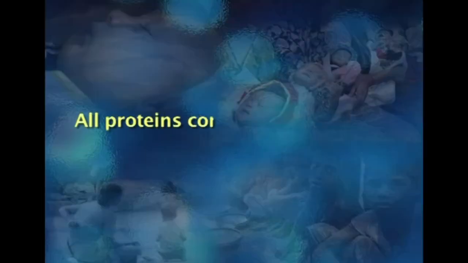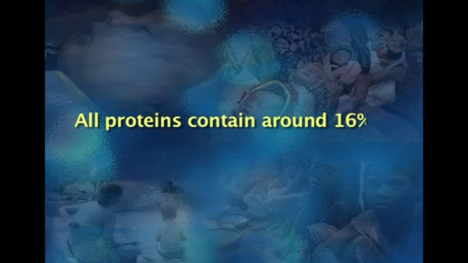Proteins are large, complex organic molecules which are made up of nitrogen, oxygen, carbon, hydrogen and, in lesser quantities, sulfur because of the sulfur containing amino acids. All proteins generally contain around 16% nitrogen. They play many critical roles in the body.